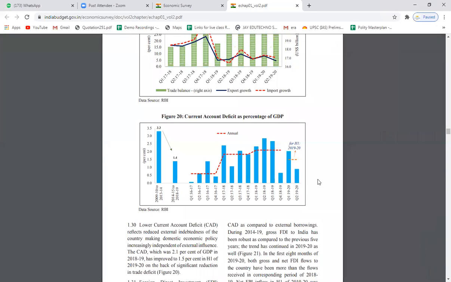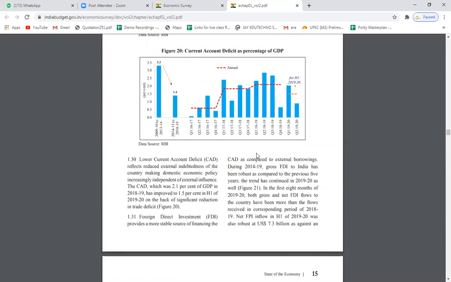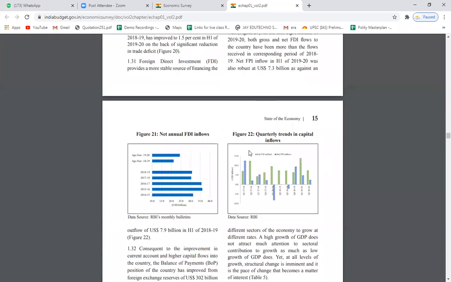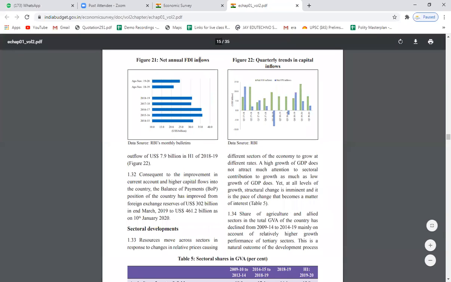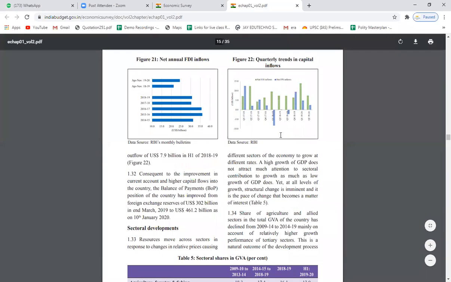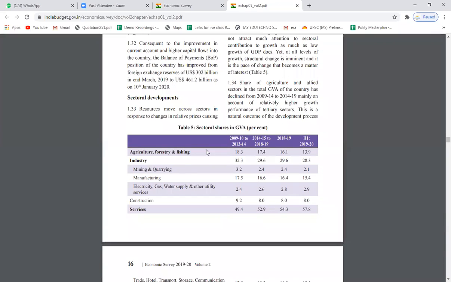Why is it called the twin deficit? I will explain this to you while I am discussing the basics. Here the data is given about the current account deficit, whether it is increasing or decreasing. Then the data on net annual FDI inflows, whether FDI is increasing or decreasing, is also given. Then quarterly trends of capital inflows. Then sectoral development is also given here: growth in the sectors, like which sector has more contribution in the gross value added as a percentage.